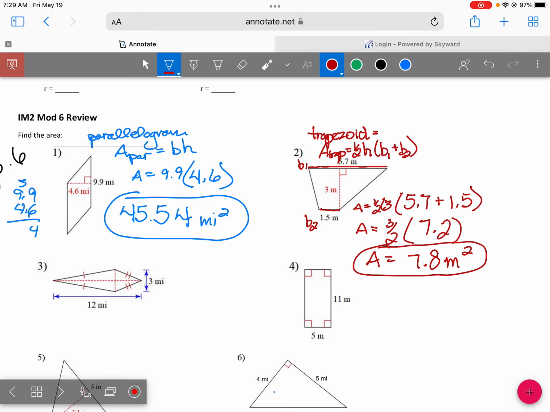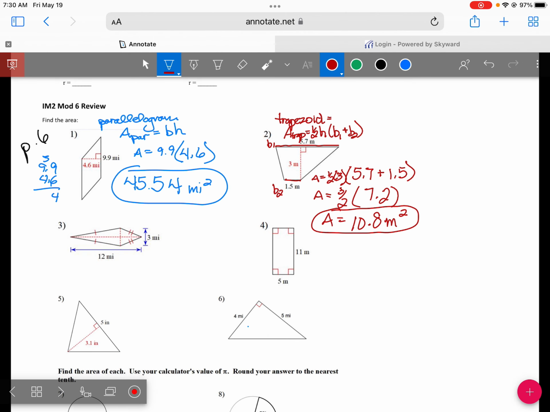Okay. Well, what did you get? I think it should be a little higher. 10.8. Yeah, I think it should be a little higher. Now, 3/2, you could also put, oh, I see what I did. You could also put 1.5 times 7.2. Okay, so take 1.5 now times 7.2. I think you get 10.8. So that is a trapezoid.